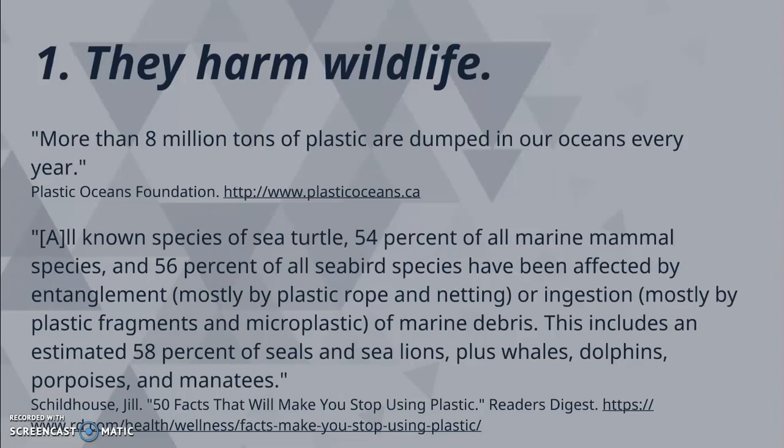Here are a couple of facts about how plastic bottles harm wildlife. More than 8 million tons of plastic are dumped into our oceans every year, and all known species of sea turtle, 54% of all marine mammal species, and 56% of all seabird species have been affected by entanglement or ingestion of marine debris. This includes an estimated 58% of seals and sea lions, plus whales, dolphins, porpoises, and manatees.